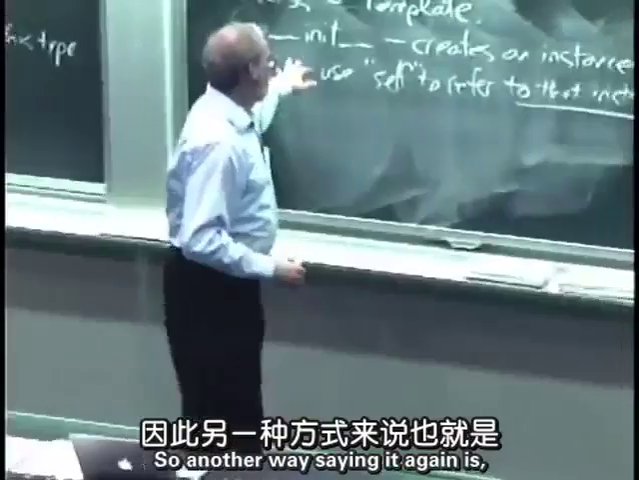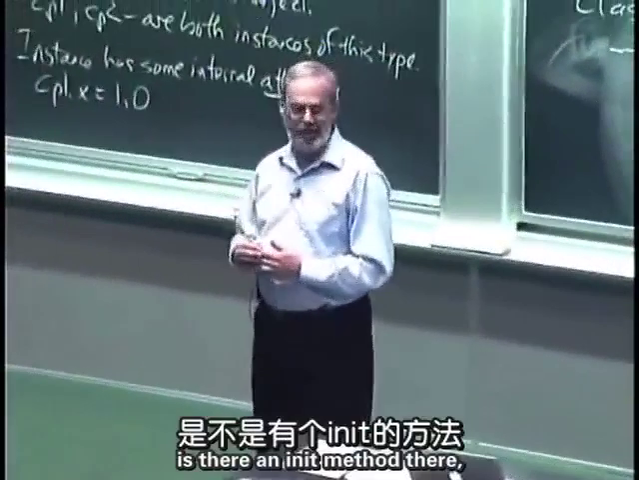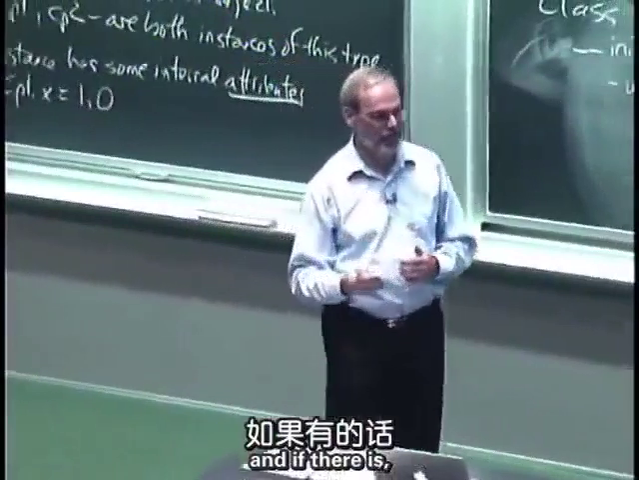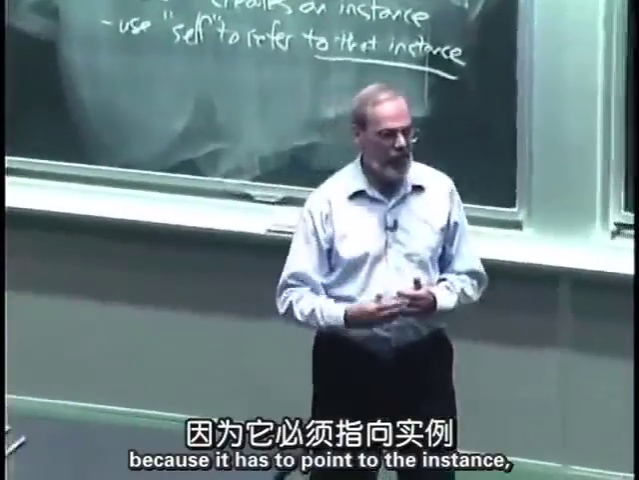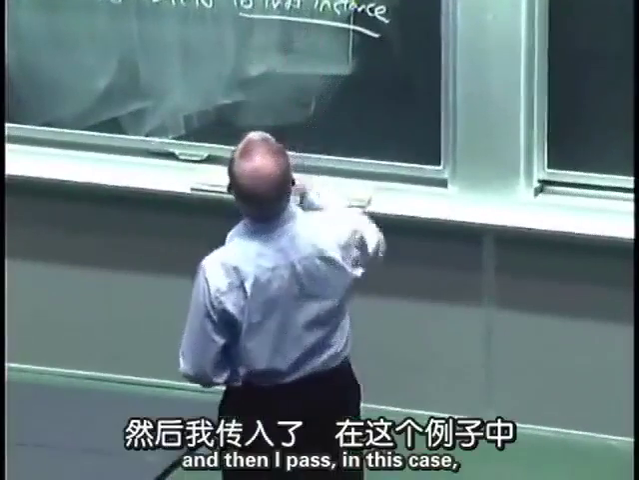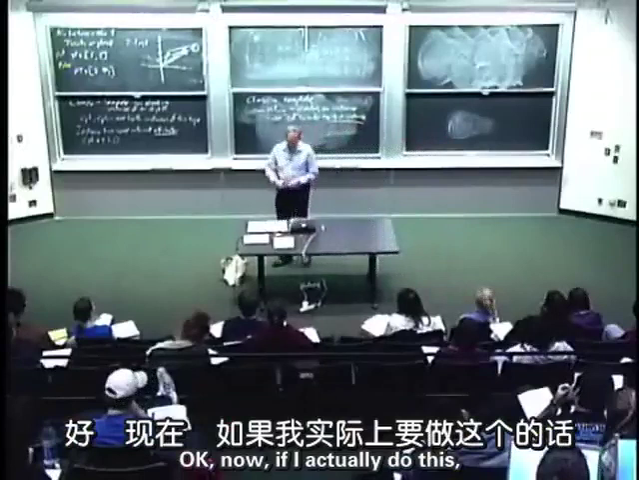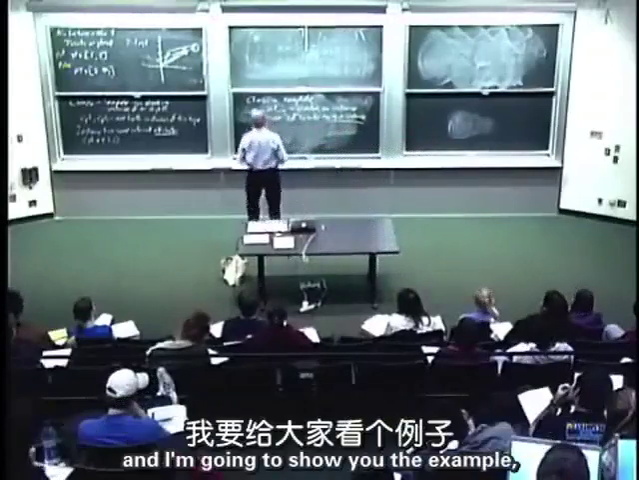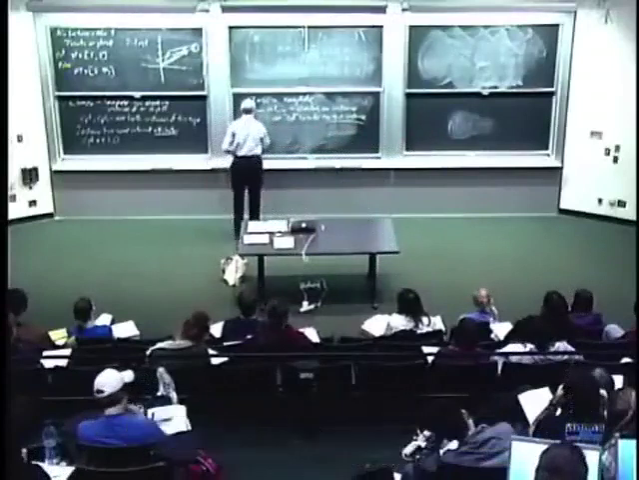Okay, so another way of saying it again is when I call the class definition, by default, I'm going to look to see, is there an init method there? And if there is, I'm going to use it. First argument by convention is always self, because it has to point to the instance. And then I pass, in this case, another couple of arguments in. Now, if I actually do this, I'm going to show you the example. I got p was a C point.